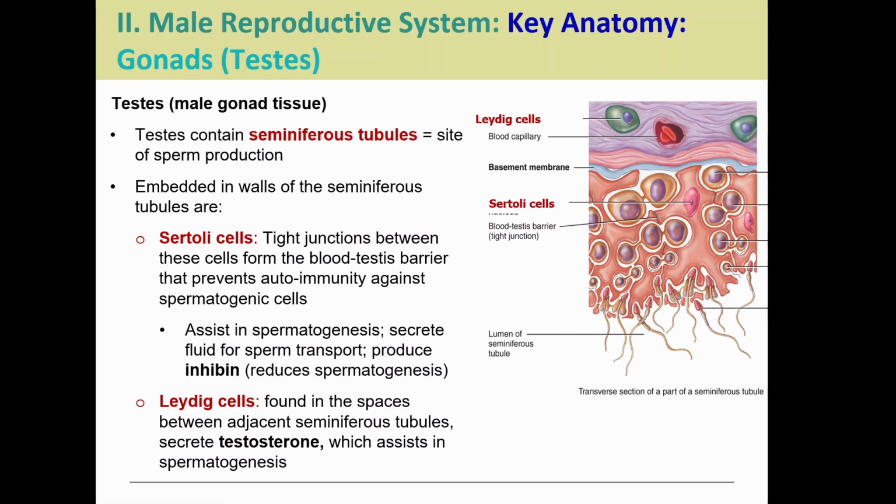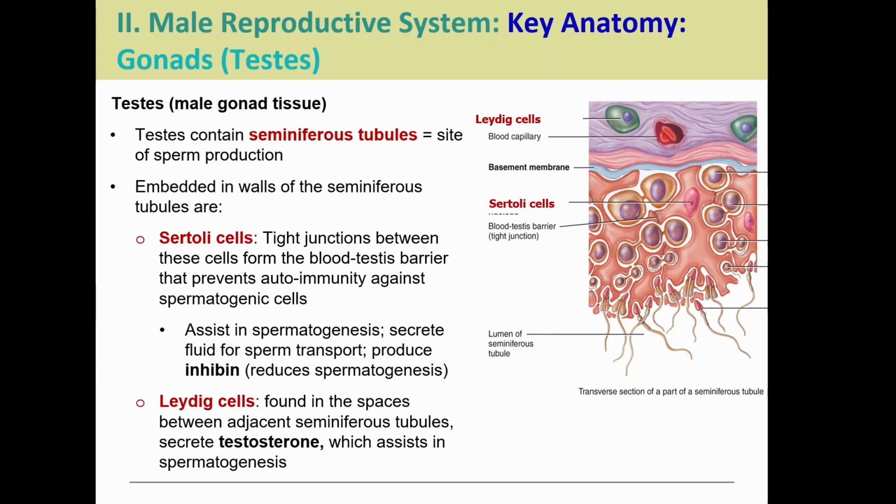This is going to help prevent the person's own body from attacking the sperm cells, because the sperm cells are different, right? They're not going to be 100% genetically identical. And so we have these tight barriers like this, right, that are formed that are going to help prevent the immune system of that person from destroying the sperm. They're also going to help with the process of spermatogenesis. They're going to produce inhibin, which is going to reduce spermatogenesis. So if we already have enough sperm produced, inhibin will basically make its way up to the anterior pituitary and the hypothalamus to turn down the hormonal control from those organs to the gonads.